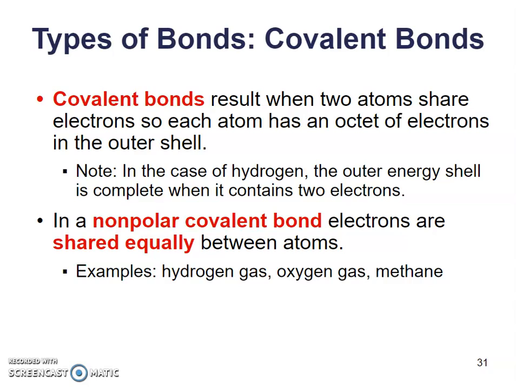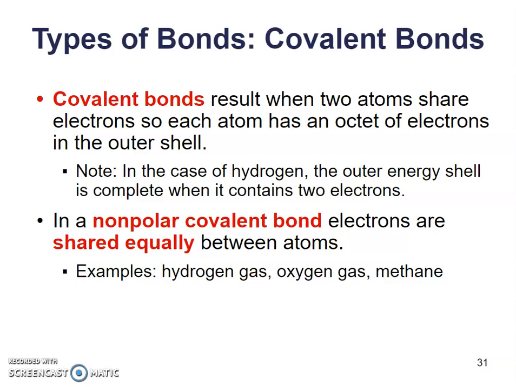Another type of bonding is covalent. Covalent bonds result when 2 atoms share electrons, so each atom has an octet of electrons in its outer shell. In the case of hydrogen, the outer shell is complete when it contains 2 electrons. Remember, that's because it's that smaller atom that only has a valence shell that can hold 2 electrons.